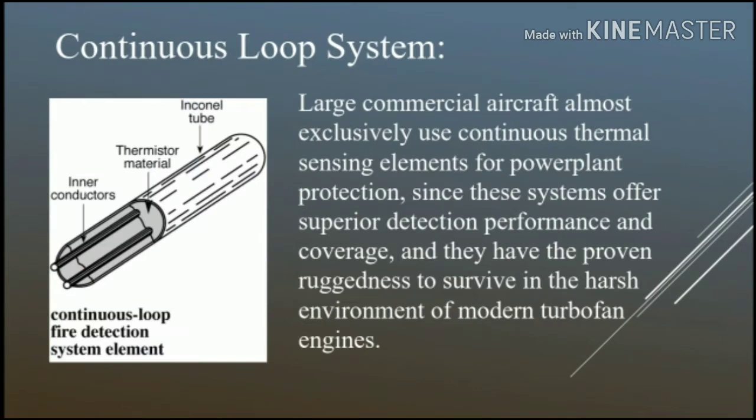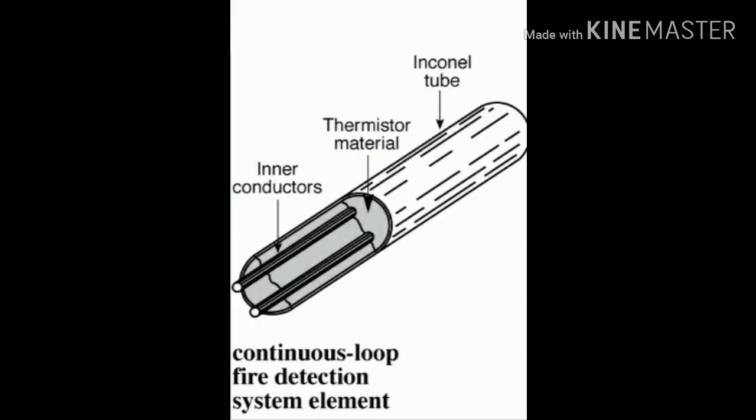Large commercial aircraft almost exclusively use continuous thermal sensing elements for power plant protection, since these systems offer superior detection, performance, and coverage, and they have the proven ruggedness to survive in the harsh environment of modern turbofan engines. These are the parts of a continuous loop fire detection system element.